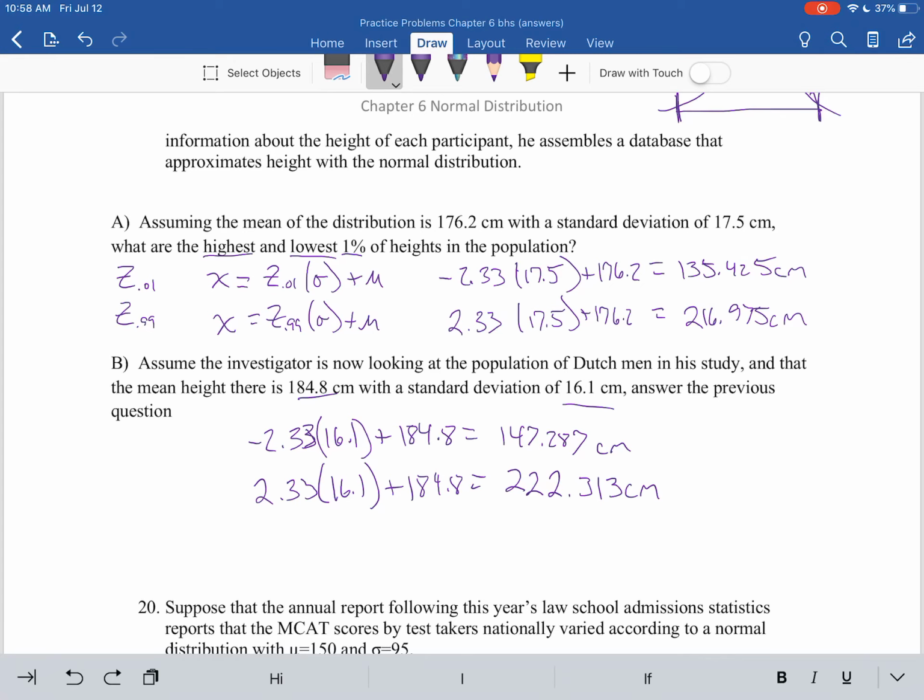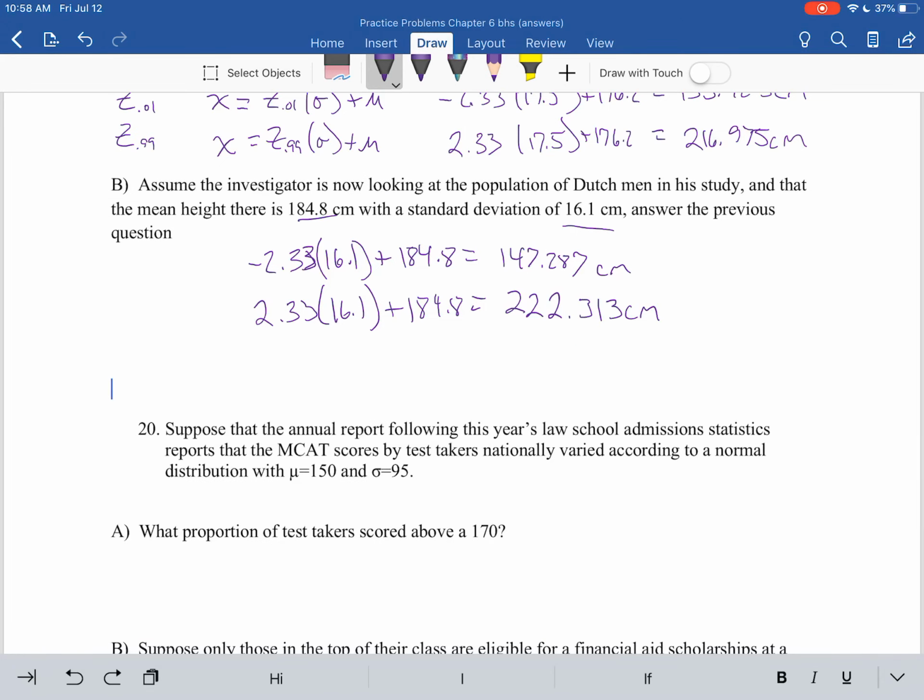Anyway, use what's around. If you already have done problems before and you know the values, you don't have to constantly keep going to the back and re-looking at it. Once you have those values, you're good to keep going.